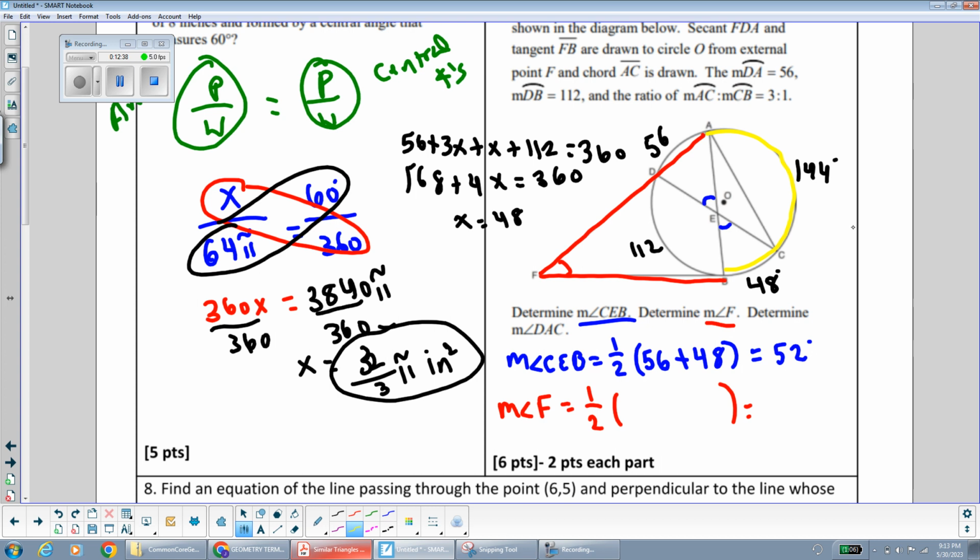That's 144 and 48 together. So 144 and 48 together is 192. So the larger intercepted arc is 192, and the smaller one is 112. So let me fix that. 192 minus 112 divided by 2, that is 40 degrees. And finally, the last one is measure of angle DAC.